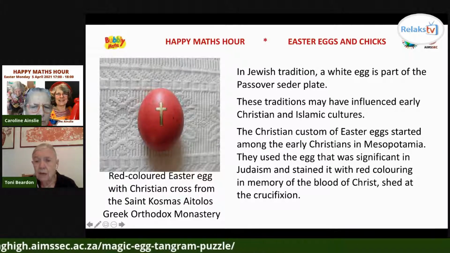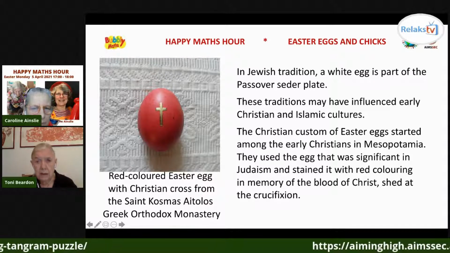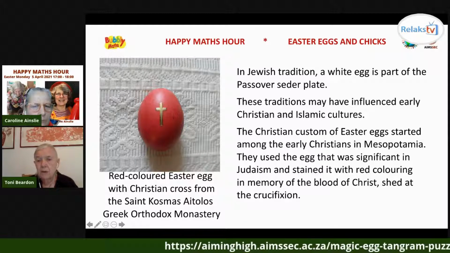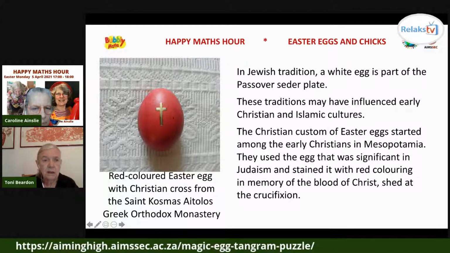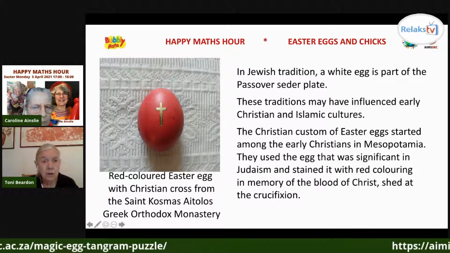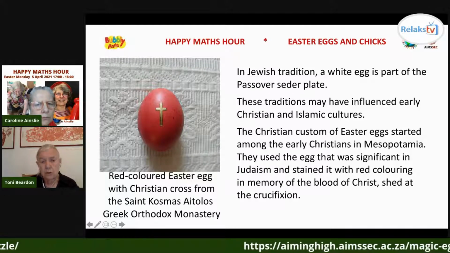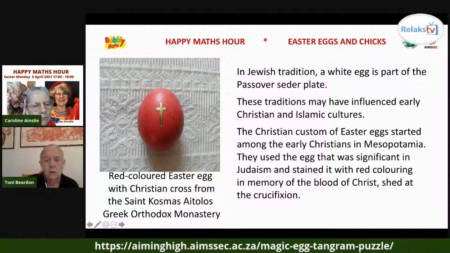The Christian custom of Easter eggs started among the early Christians in Mesopotamia. They used the egg that was significant in Judaism, which was white, but they stained it with red colouring in memory of the blood of Christ shed at the crucifixion. And there you see a red-coloured Easter egg with a Christian cross from the Greek Orthodox monastery at St. Cosmos Stylos.